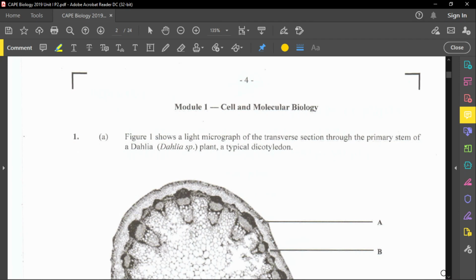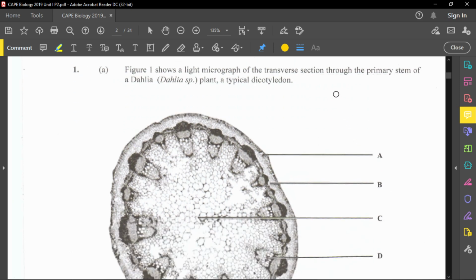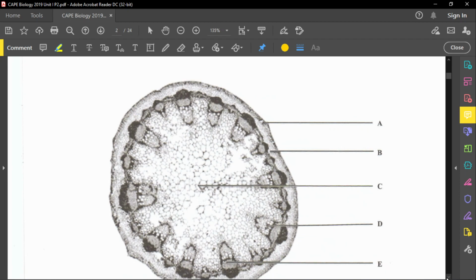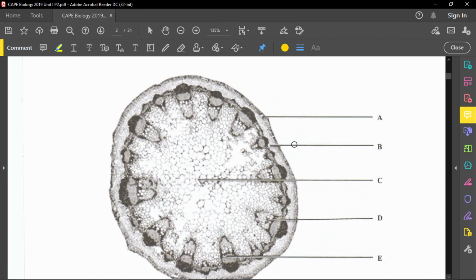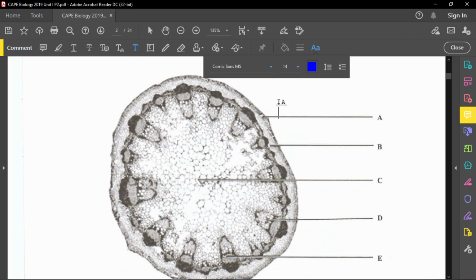The question reads that figure 1 shows a light micrograph of a transverse section through the primary stem of a dahlia species plant, which is a typical dicotyledon. Now what I'm going to do first here is to label these structures. So let's start off with labeling first, and I'm going to label structure A, which is the epidermis.